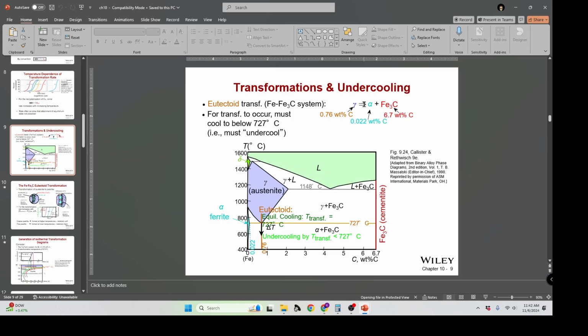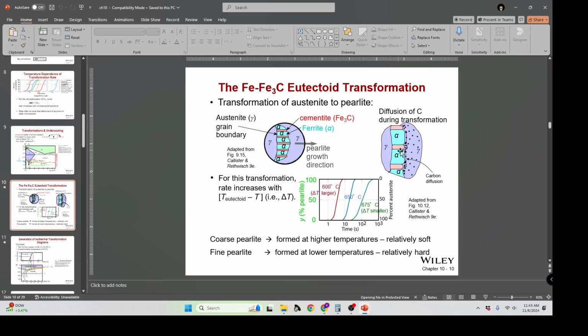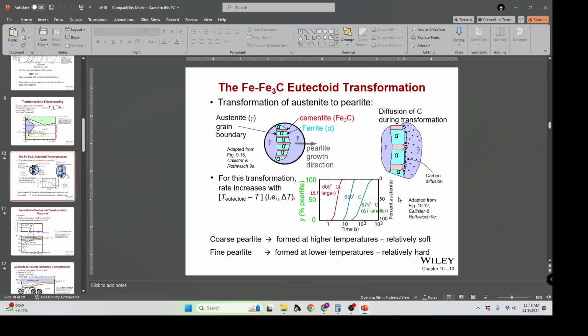So gamma goes to alpha and iron carbide, so 0.76 weight percent from the eutectoid point down to 0.022 weight percent in alpha and 6.7 weight percent in the iron carbide. The diffusion happens such that the carbon preferentially gathers near the iron carbide area, the cementite, and the alpha regions have lower levels of carbon.